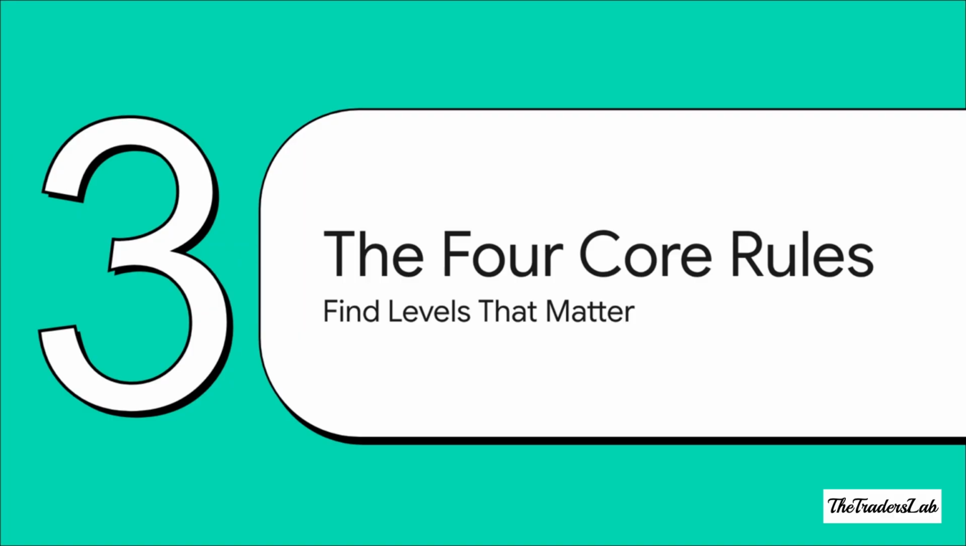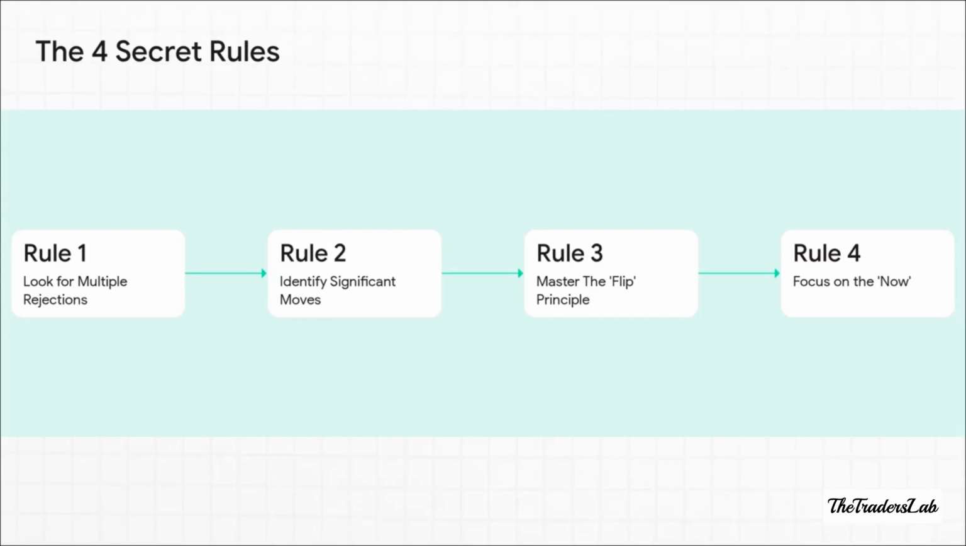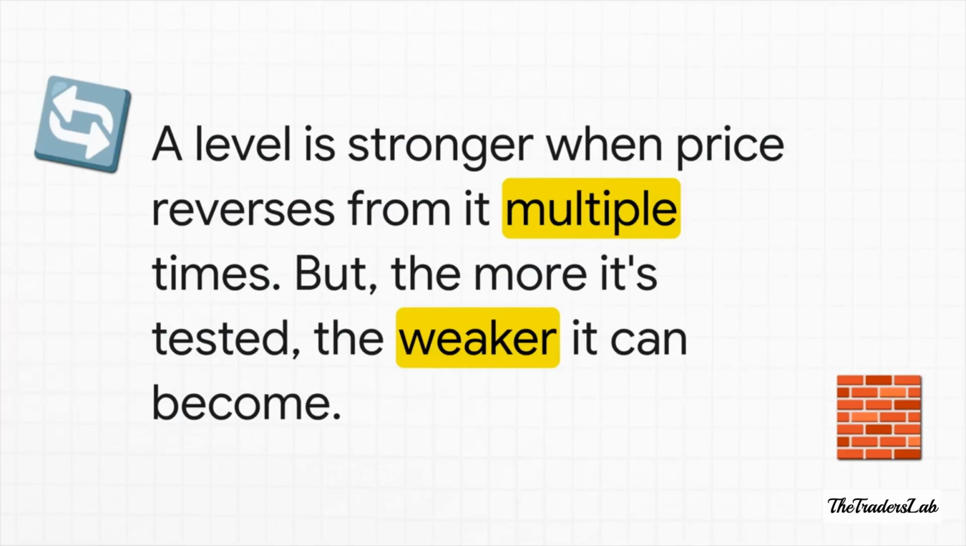So now that we get the why behind these levels, the psychology of trapped traders, let's get into the how. I'm going to give you a simple four rule system you can use over and over again to find only the levels that truly matter, the ones that can give you a real edge. We're going to walk through each one: finding multiple rejections, identifying those significant moves away from a level, mastering the incredible flip principle, and finally, learning to focus on the nail. Let's do it.